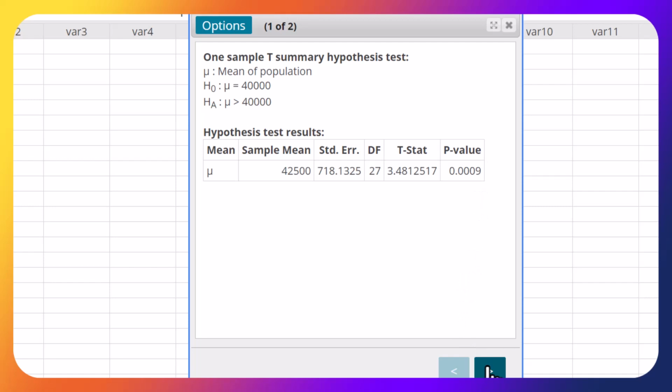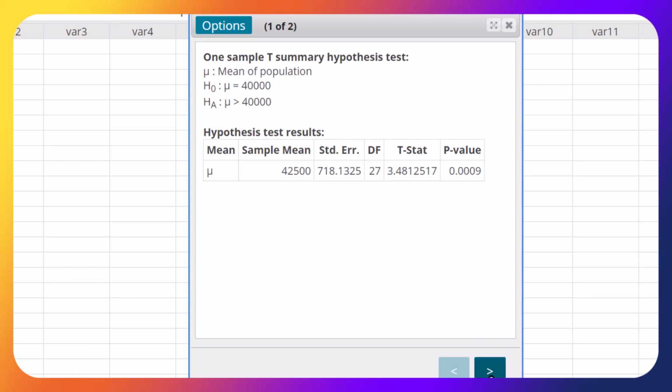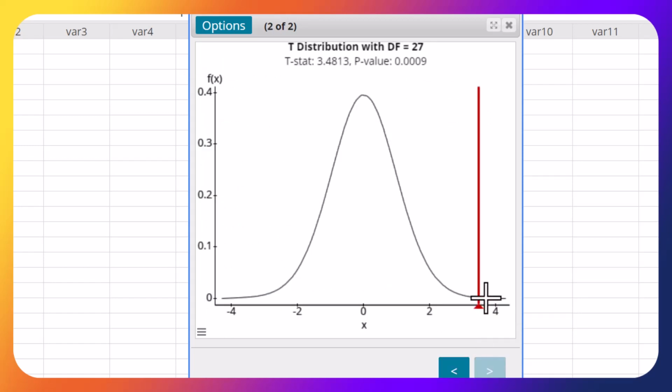And look, the sketch of the p-value. Yeah, you don't see, it's very small. That's why there is not much shading here. You don't see anything. So this is how you perform a hypothesis test for the mean.